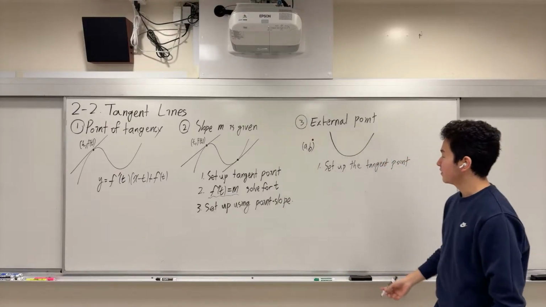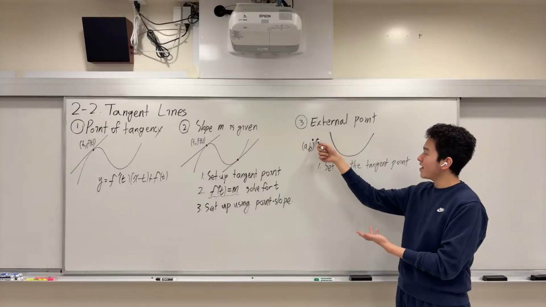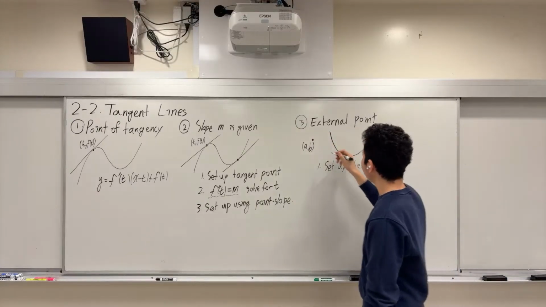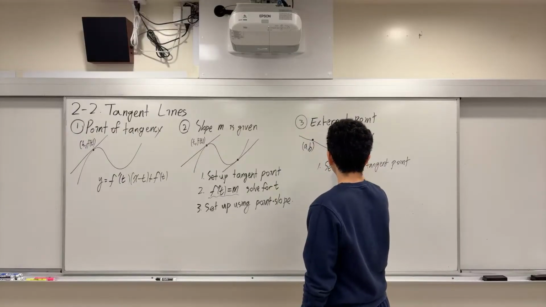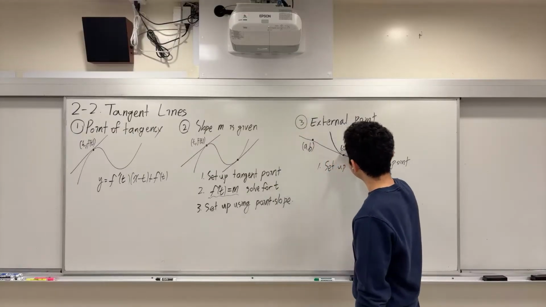Seems kind of counterintuitive, right? The problem gives you a comma b, but first we'll set up t comma f of t. So the tangent line will look sort of like this. So we'll set up, hey, I'm going to set this variable.